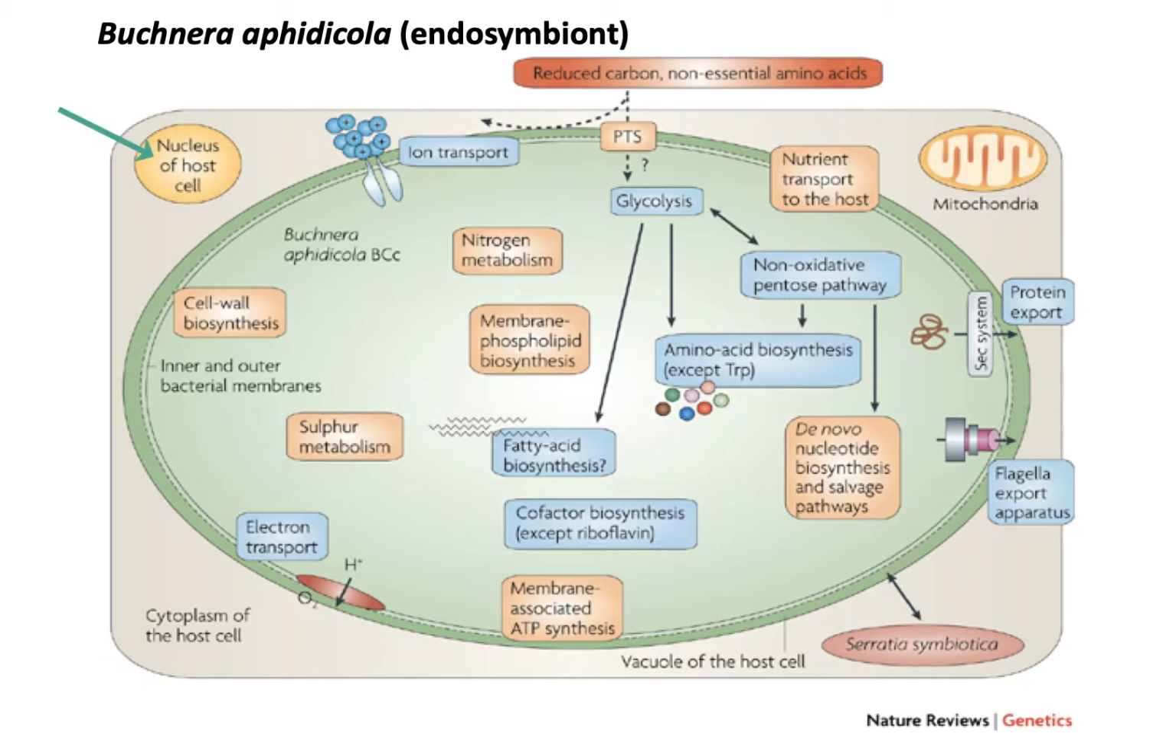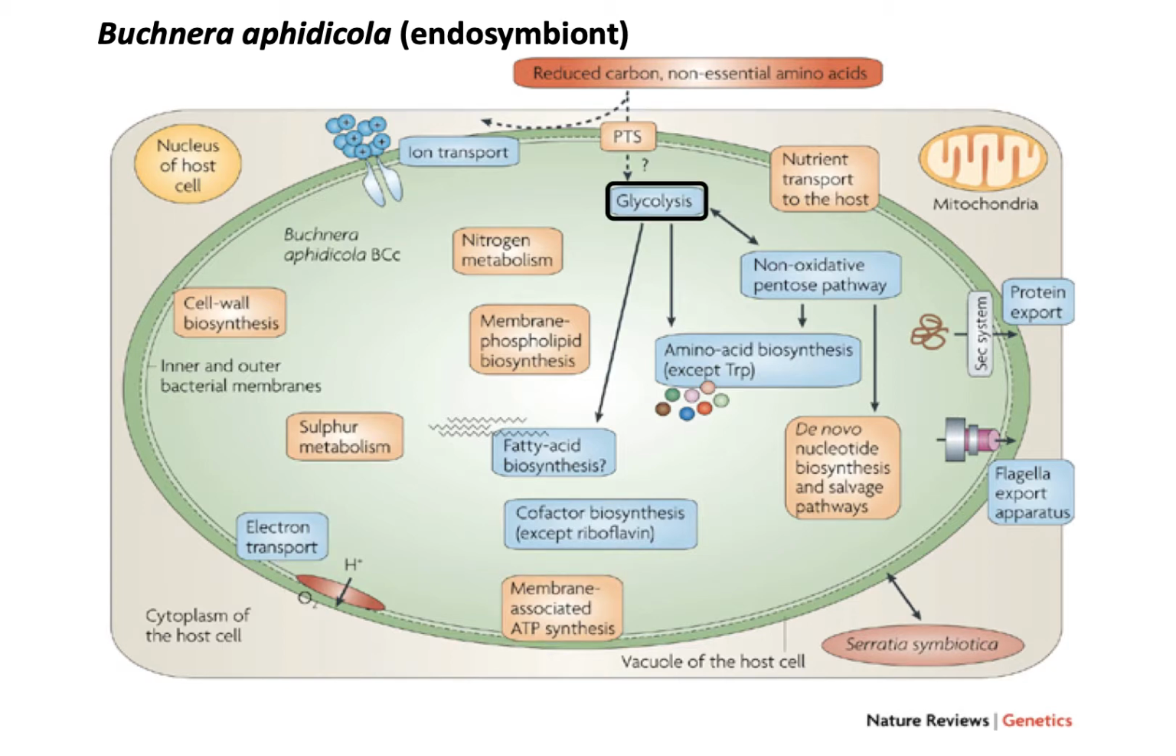So there's a nucleus and a mitochondrion in the aphid cell. And here the bacterium is bordered by a cell wall and cell membrane, so it can make its own cell wall and its own phospholipids for the cell structure. It also has ion transport capabilities for some ions, especially the ones so it can make its ATP, electron transport for pumping protons out of the cell, which can then be imported back inside the cell to make ATP.